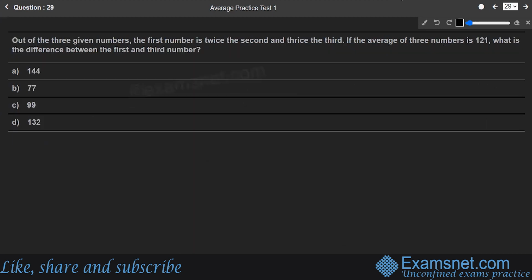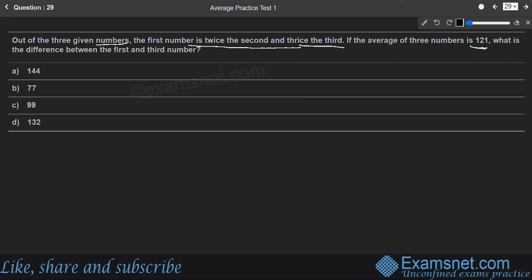Now, out of three given numbers, the first number is twice the second and thrice the third. If the average of the three numbers is 121, what is the difference between the first and the third? So clearly, he has given a connection between the first, second, and third numbers. And then he has given another indication that the average of the three numbers is 121. So from the second situation, if the average of three numbers is 121, we can find the sum of the three numbers. So we can do this question by assuming one of the variables as x, then making the equation and solving. This is the strategy.